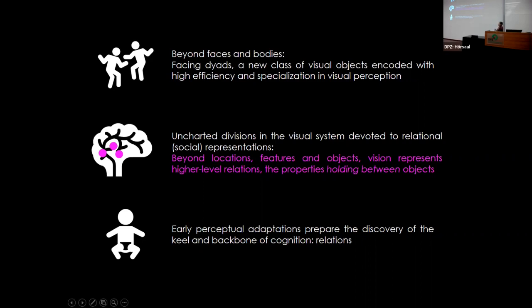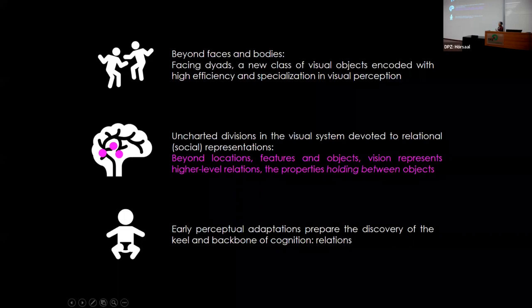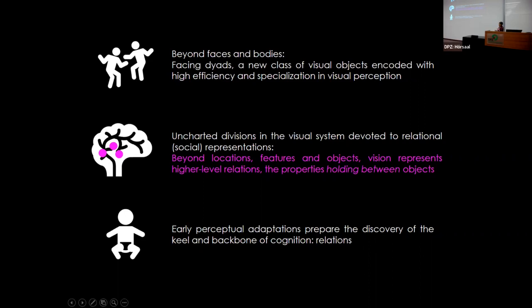This research is also pushing a little bit the boundaries of the visual system, discovering uncharted divisions that are devoted to relational and particularly social information, showing that beyond the location, features, and objects, vision can represent higher level relations that are the properties holding between objects. And finally, what I suggest is that these early perceptual adaptations to relational information may prepare the discovery of the killer backbone of cognition in infancy, which are relations.